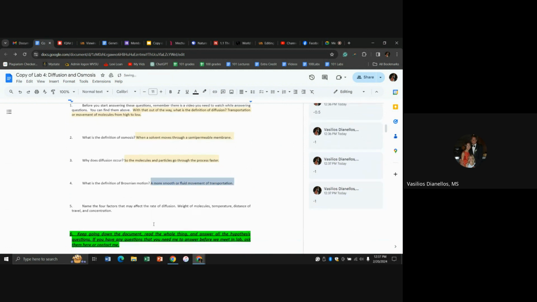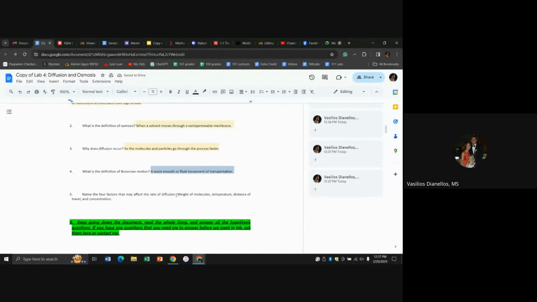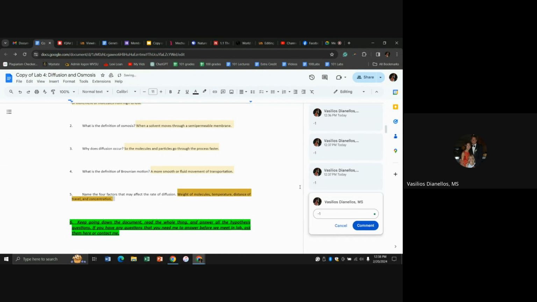Give it a shot. Name the four factors that affect the rate of diffusion: weight of molecules, temperature, distance of travel, and concentration. Now, again, this really stinks. I hate to do this, but I will have to mark that as incorrect because this is one of those great examples where the information needs to come from the introduction. So what you wrote is technically a correct answer, but again, to prove that you read the introduction, your answer should come from the introduction. And the four factors listed in the introduction are slightly different and worded slightly differently. So take another look at that. Try again if you want.